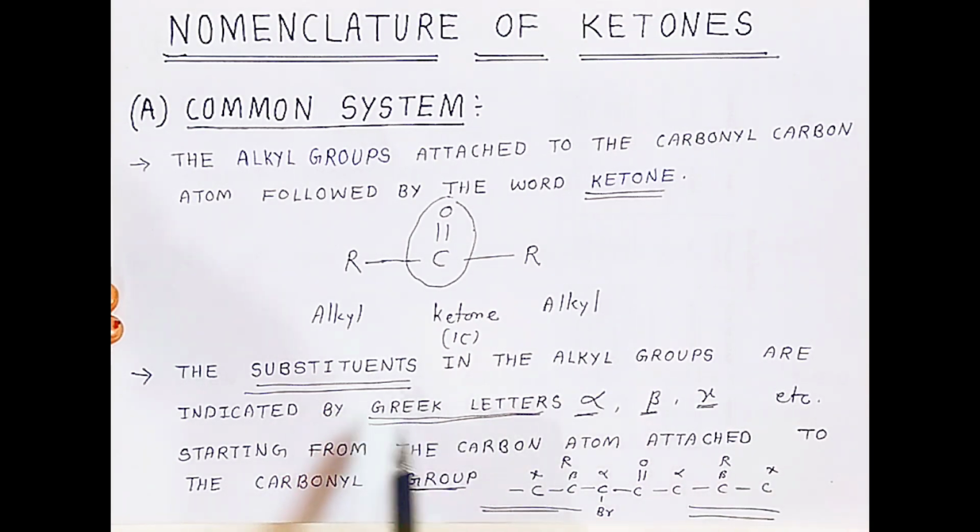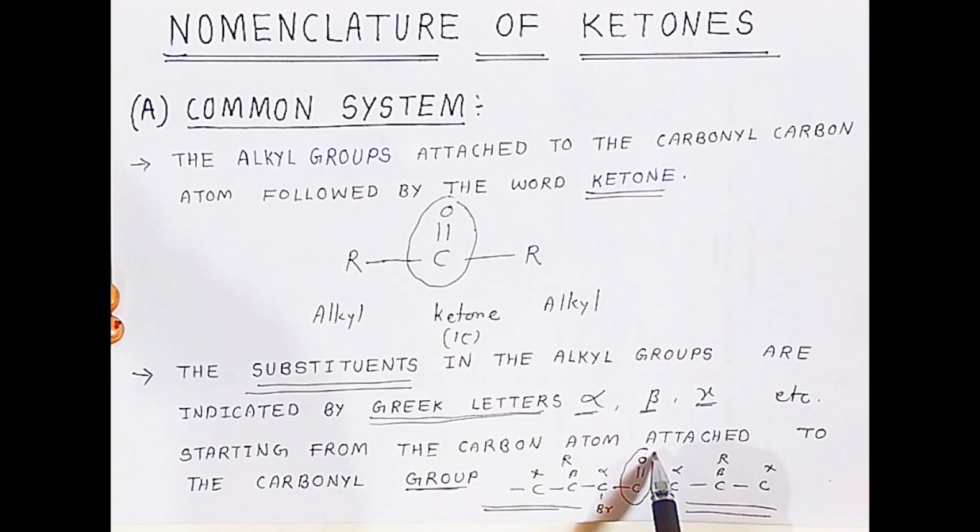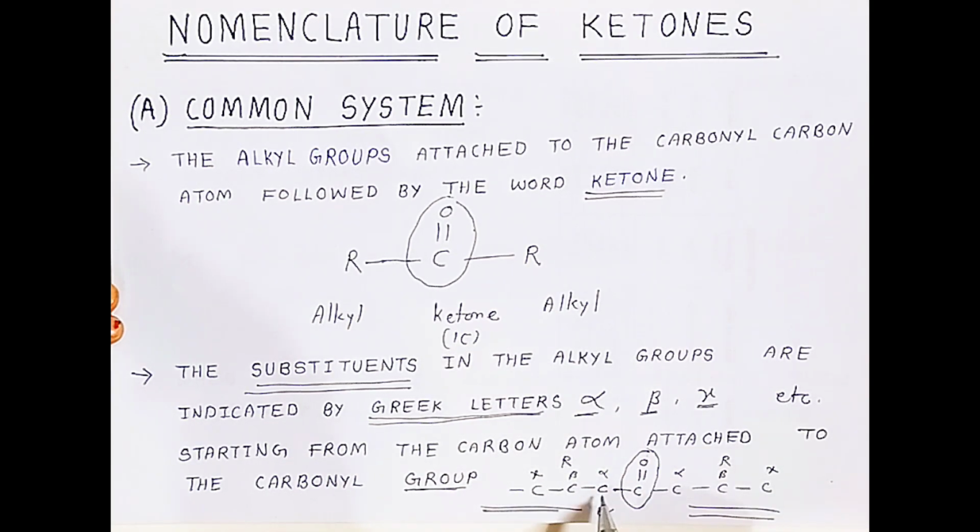So if the substituents are attached in the alkyl group, they are indicated by the Greek alphabet, and we indicate that carbon with alpha, beta and gamma. We start the alpha next to the carbonyl. This is the carbonyl carbon, students. So this side carbon will be alpha, this is beta, this is gamma, and so on. This way, students, you can name the ketone in the common system.